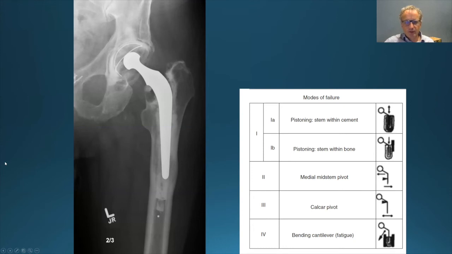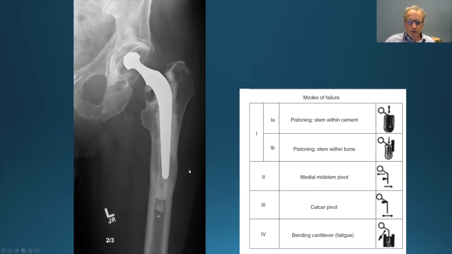This one, just giving you a second to think what's happening here, what mode of failure is happening in this case. So you can see we've got some calcar resorption. There's no support there, but there is support still here. And what's happening is you can see there's a radiolucent line there, and the stem is tilting into varus.